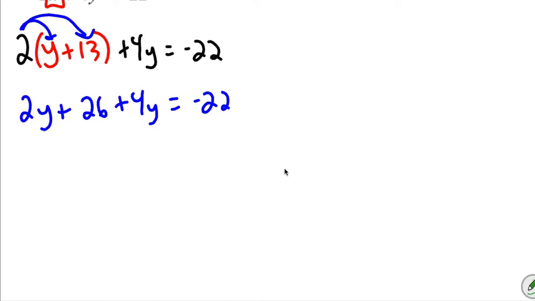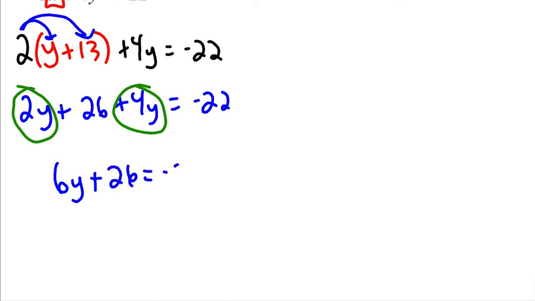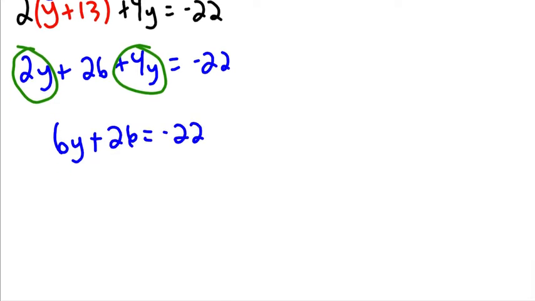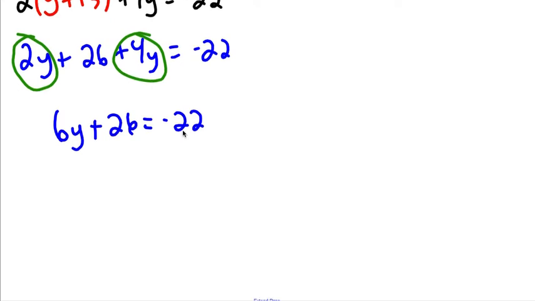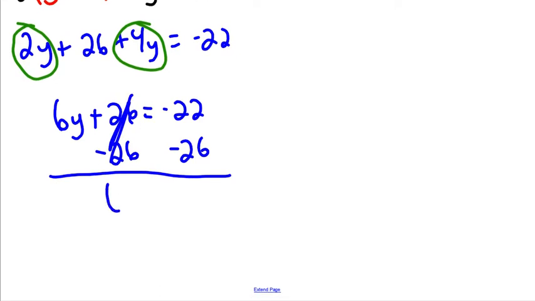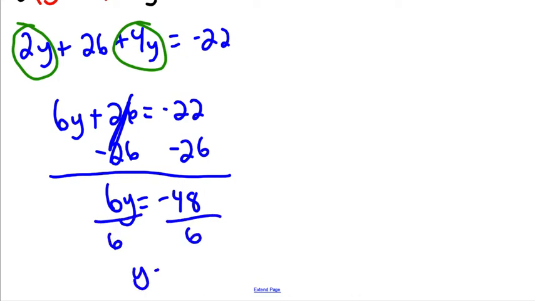What's our next step? If you said combine like terms, you are correct. 2y plus 4y gives me 6y. Bring down the rest, plus 26 equals negative 22. Next, move the number with no variable. So this is a positive 26, so I need to subtract 26 from both sides. 26 minus 26 is 0. Those are gone. 6y equals, right-hand side, negative 22 minus 26 is a negative 48. Last step, we divide both sides by 6, and we get that y is equal to negative 8.